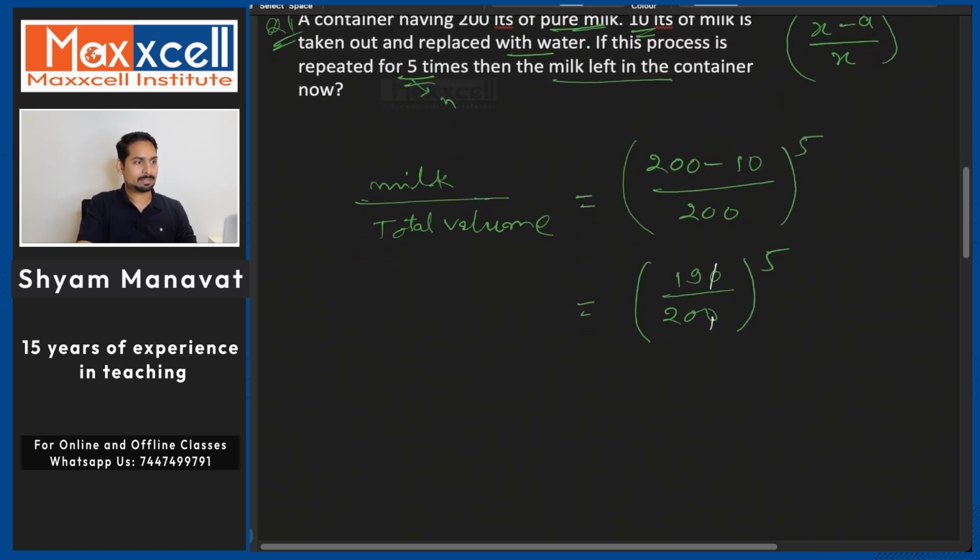What do you need to calculate? The amount of milk left. Let's write it as milk itself. The total volume as per the question is 200. Now if you want to find the milk left, you need to simplify 19 to the power 5, which is nothing but 19 multiplied by 19 multiplied by 19.